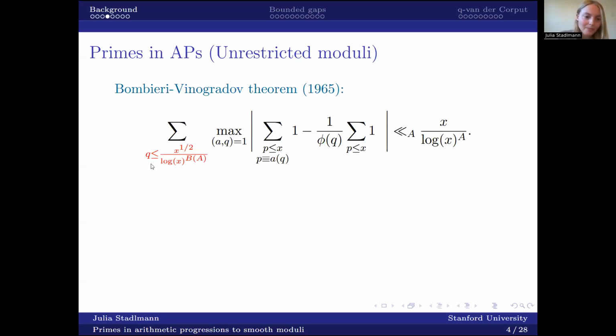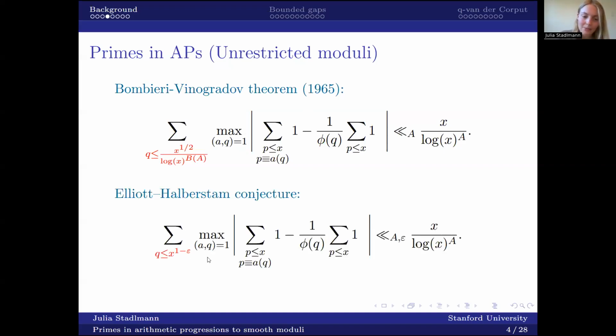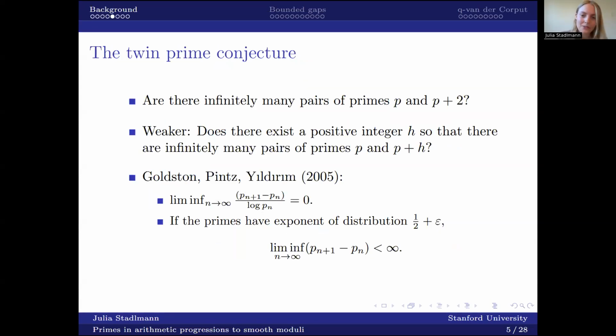gaps between primes. Now, the x to 1/2, it's predicted by the Elliott-Halberstam conjecture that we can improve this from x to 1/2 to x to 1 minus epsilon, so that the average error term is very, very small. But unfortunately, this 1/2, which is sometimes called the exponent of distribution of the primes, hasn't been improved since 1965. So we think we can replace the half by any number up to 1 minus epsilon, but we are stuck at the half. And one of the reasons this is unfortunate is related to the twin prime conjecture.